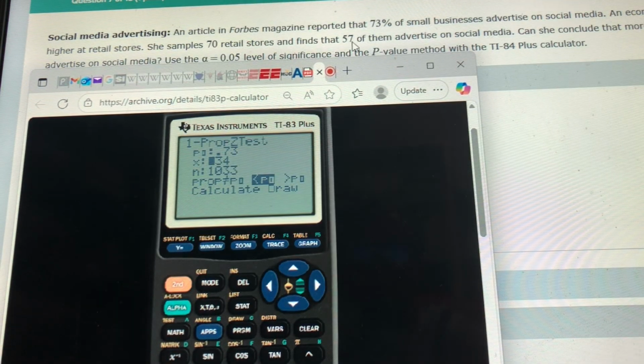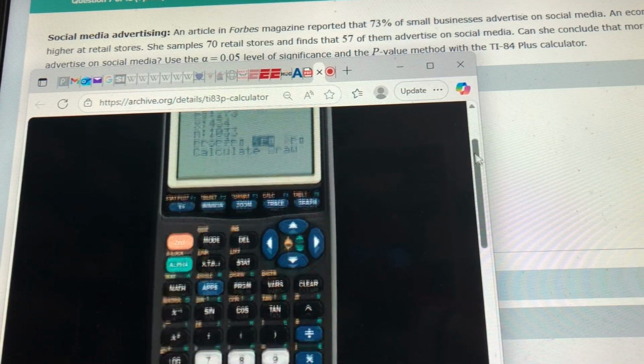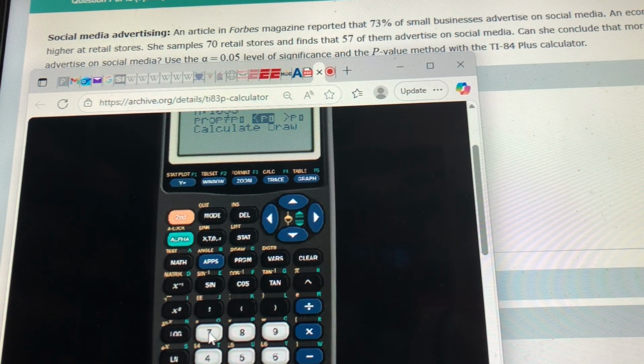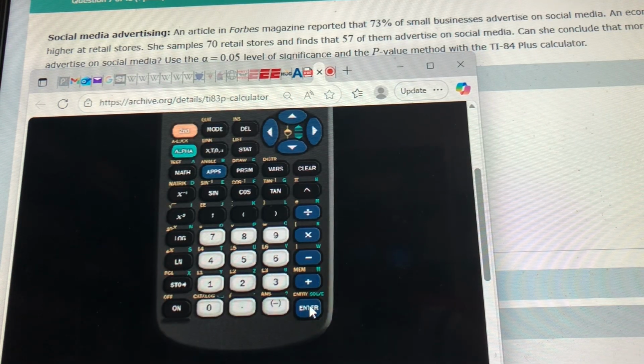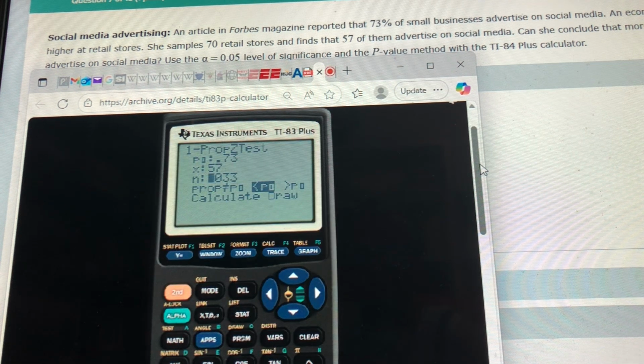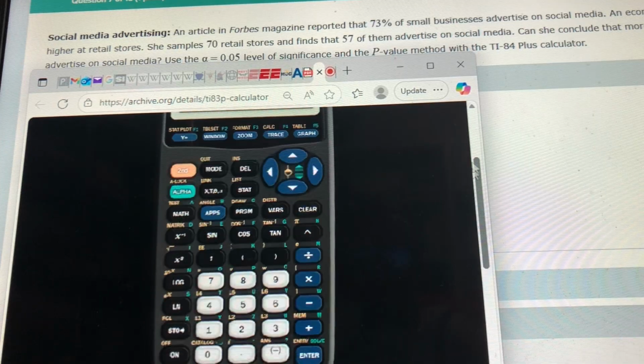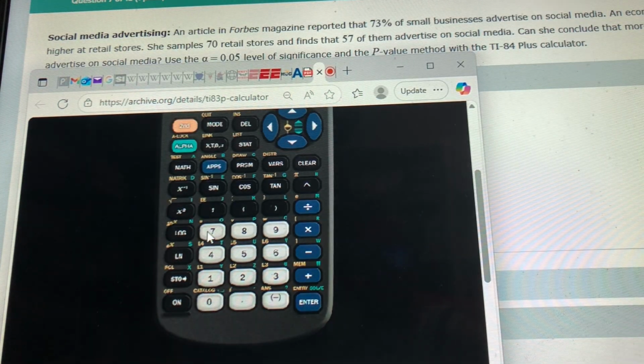X is the 57, the ones that said yes. N is the sample of 70. 70. Enter.